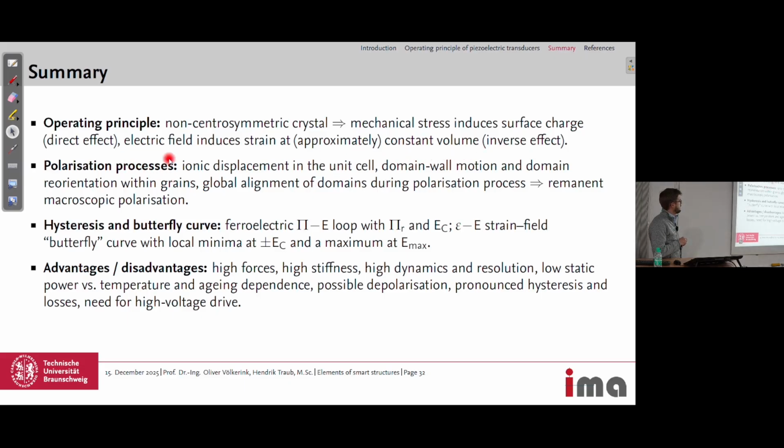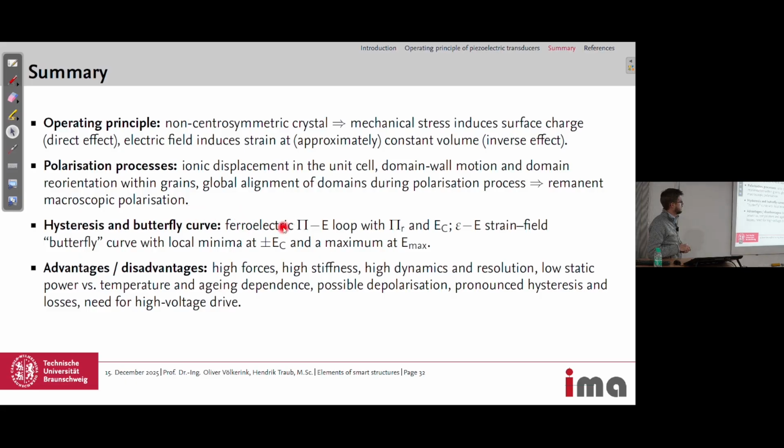We need the polarization process after we have cooled down below Curie temperature. So the ionic displacement in a unit cell, domain wall motion, and domain reorientation within the grains, the global alignment of domains during the polarization process, leads to the remanent macroscopic polarization, which we then can use macroscopically. And we have these two typical curves, the hysteresis and the butterfly curve.